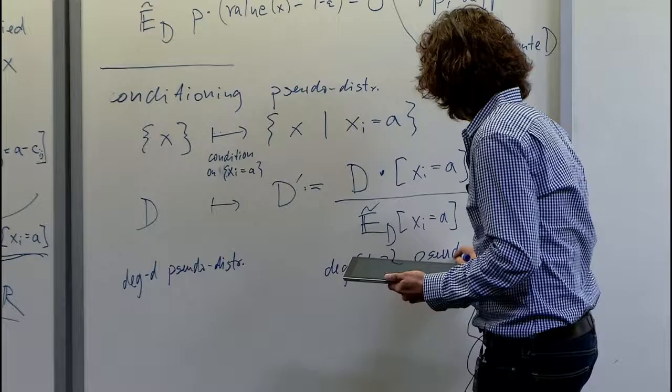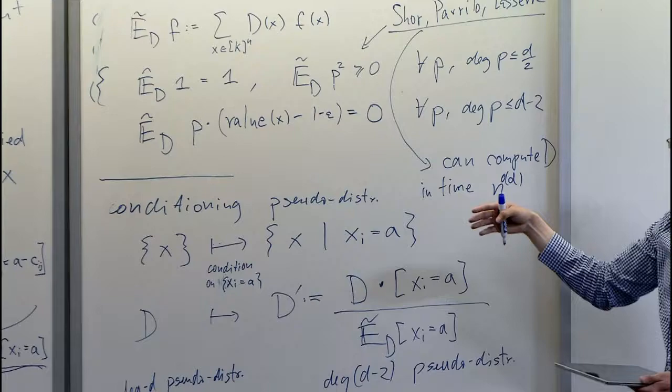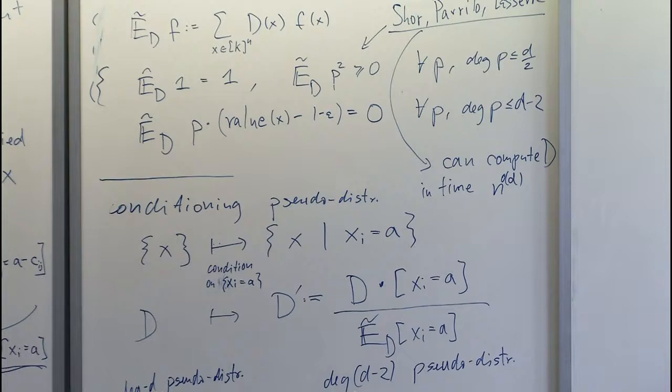Meaning that it satisfies all of these conditions, just with the d smaller by 2. Okay. Does the degree necessarily drop? This variable might not participate in all. Yeah, you could get lucky, right.